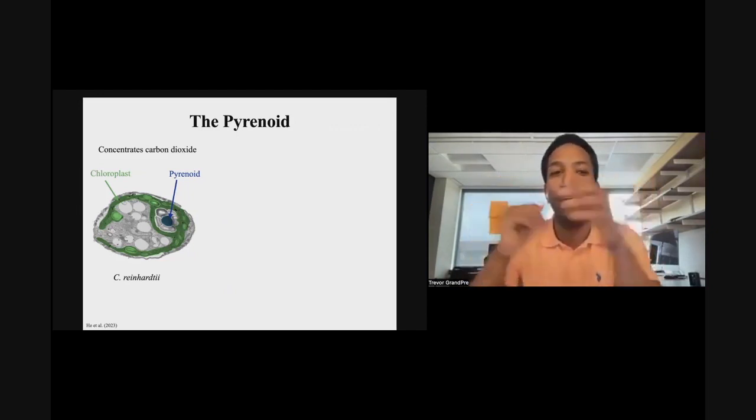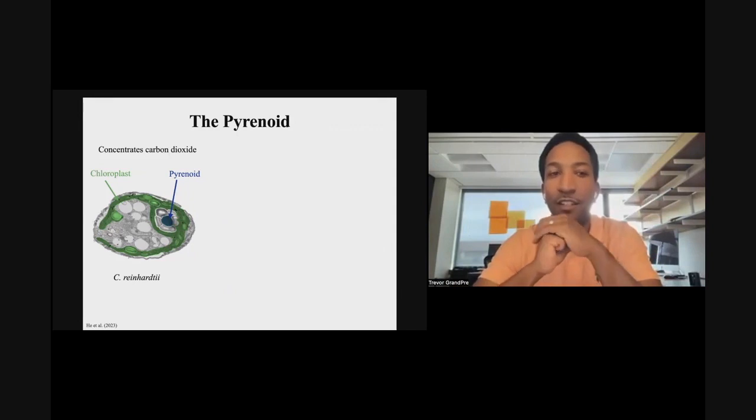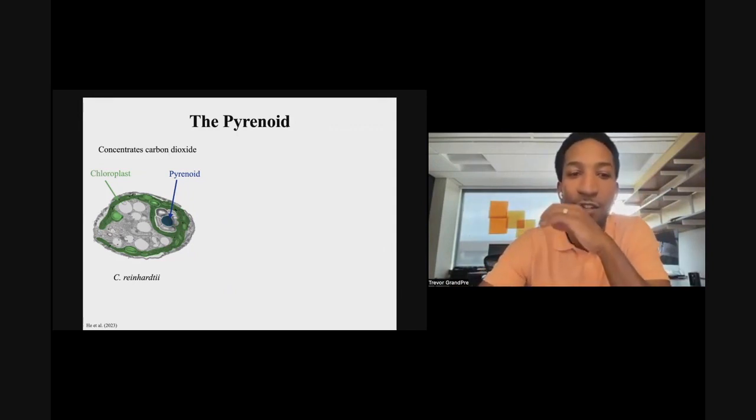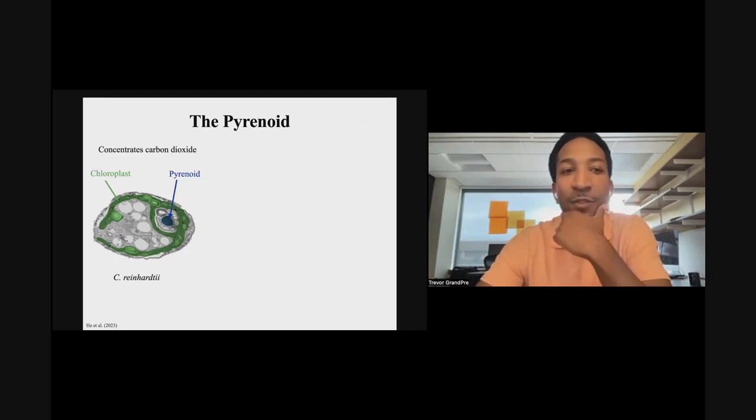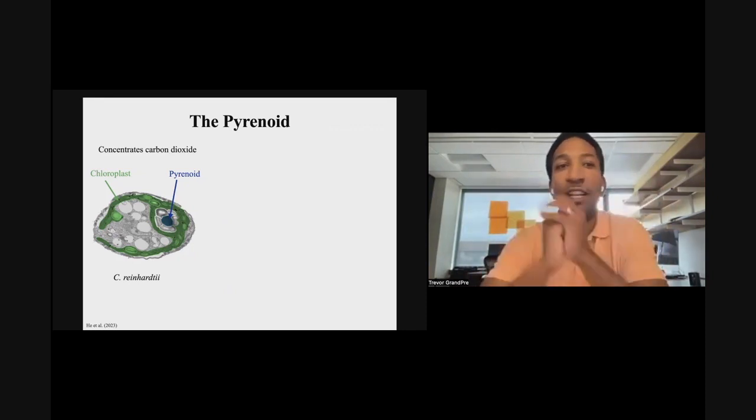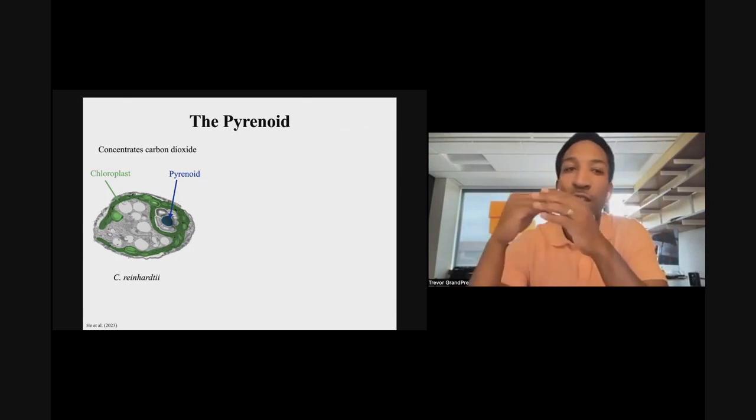Okay, so in my particular study, there's something called the pyrenoid, and the pyrenoid is a membraneless organelle within a green algae called Chlamydomonas reinhardtii. Within the chloroplast, there's this pyrenoid whose purpose is to concentrate carbon dioxide to then convert it into sugars for photosynthesis.